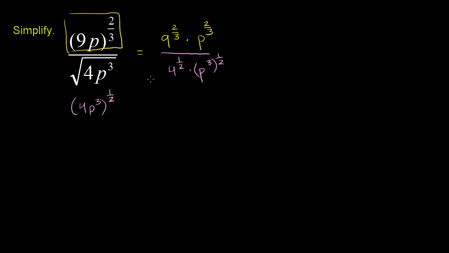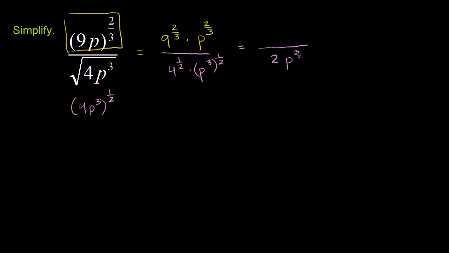Now let's see if we can simplify this even more. Let's do the denominator first. What's 4 to the 1/2 power? What's the principal root of 4? Well, 2 squared is 4, so the positive root is 2. And then p to the third, and then that to the 1/2, is the same thing as p to the 3 times 1/2, or p to the 3/2.